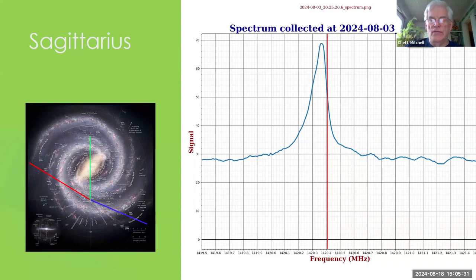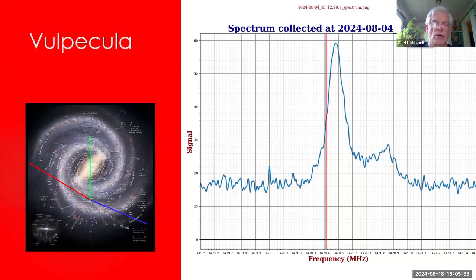And then this is from a couple of weeks ago in the direction of Vulpecula. And so this one I was excited about because I actually got 2 peaks. The main one, and then there's a second one there. So I'm actually seeing pieces of 2 spiral arms.